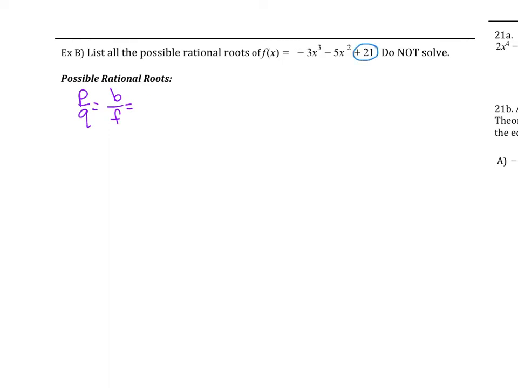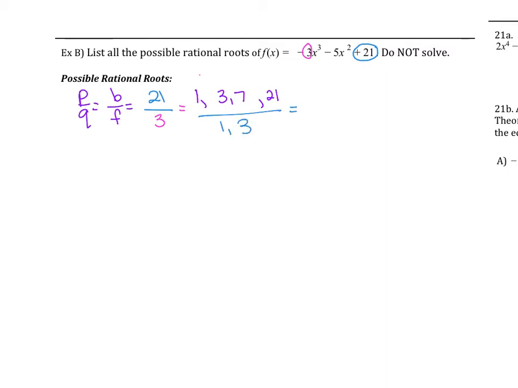So the back number is 21. The leading coefficient is 3. Now the sign doesn't matter because if you remember, you always have to list plus or minus. So let's just list our factors of 21 first of all. So that's 1 times 21 and 3 times 7. And then the denominator, that's 1 times 3.